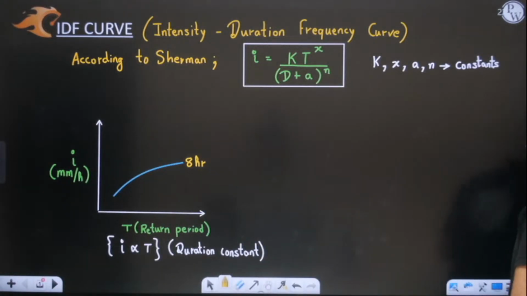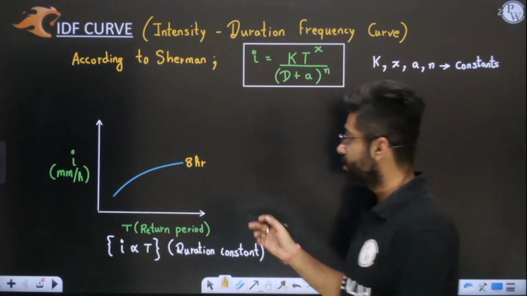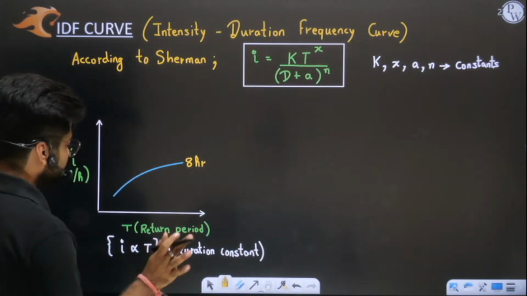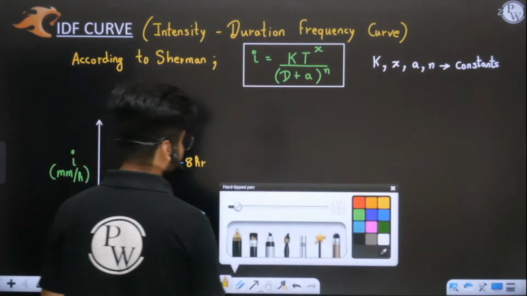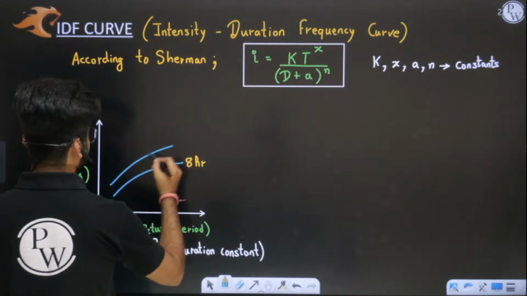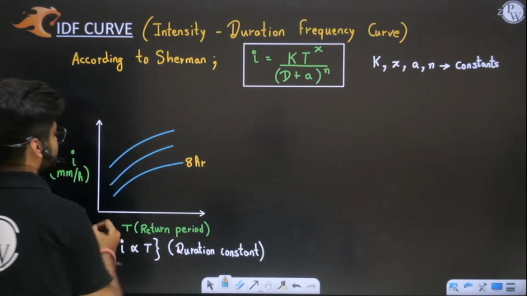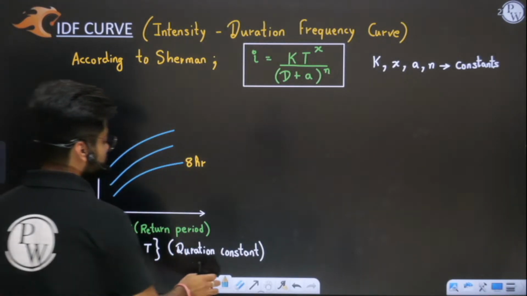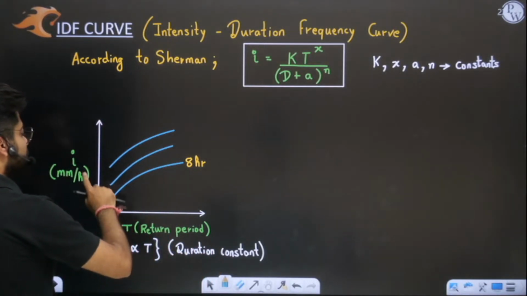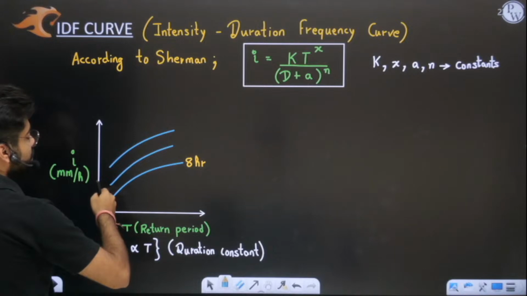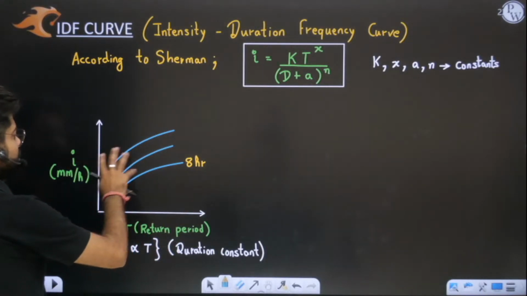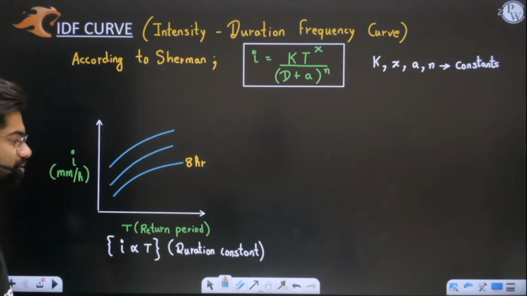High intensity, high return period. Perfect. But on this entire graph, the duration of rainfall is constant, that is 8 hours. We have fixed it. Let us draw one more here. It goes like this. Now you need to understand, this is for another constant duration. Here also I can see that I is proportional to T. Whenever your return period is increasing, I is also increasing. So this is the first graph which you have to remember.